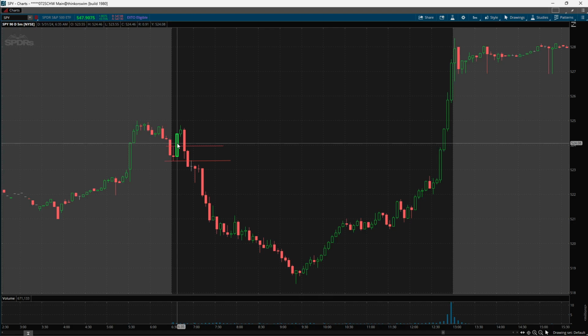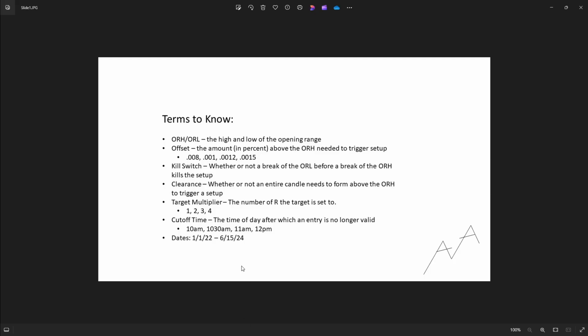I honestly lean towards it probably shouldn't matter for a setup. There's really no good hypothesis of why this would make a better setup. If the price goes up and it hits high enough and comes back and touches your entry, then get in. But you never know when you test this stuff, so I wanted to make sure that I tested it anyway. So that's clearance. Target multiplier is just the number of R that the target is set to.